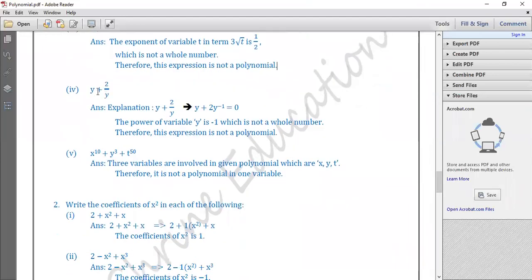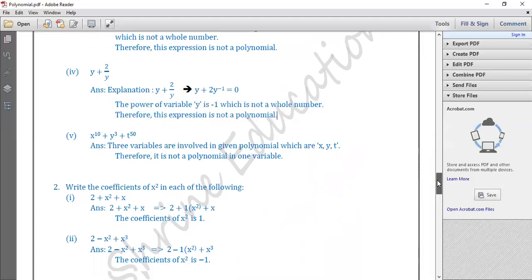Since it is not a polynomial, it is not a one variable polynomial. And again here, y plus 2 by y. Obviously, if you expand this, y plus 2 by y, that is y plus 2 times y power minus 1. So the power of the variable is minus 1. So it is not a whole number and it is not a polynomial.